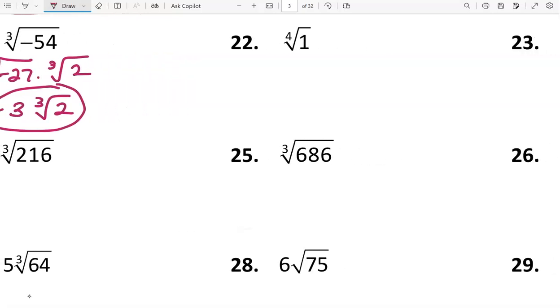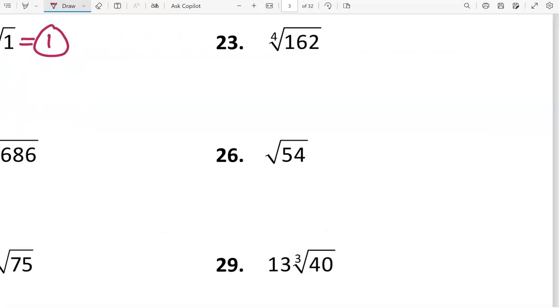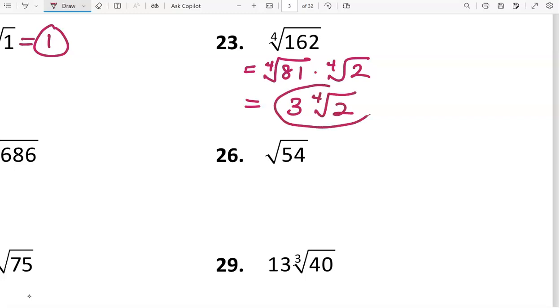In 22, the fourth root of 1 is 1, because 1 times 1 times 1 times 1 is 1. In number 23, the fourth root of 162, we can factor a perfect fourth power of 81. So this is the fourth root of 81 times the fourth root of 2. The fourth root of 81 is 3, so now we have 3 times the fourth root of 2.